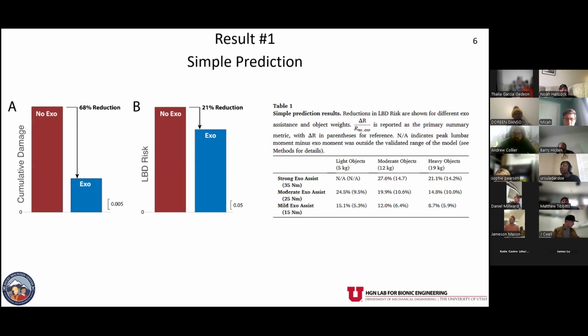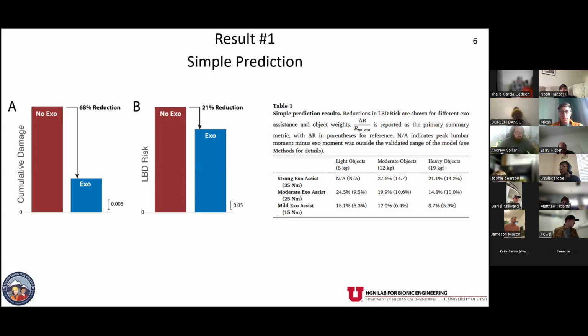In this first result, it's a simple prediction just by putting in values for different object weights. They used different strengths of the bands, like 35, 25, 15, plugged it in, and calculated the percentage change from no exo to exo. They found this huge reduction, and it's like, wow, this is so amazing.